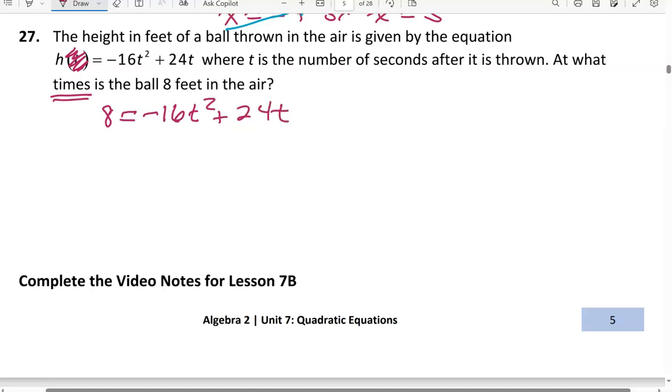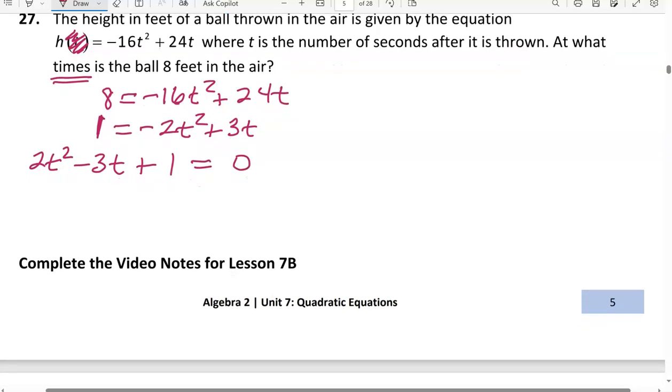Let's observe here that everything is divisible by 8. So let's just get that over with. So dividing by 8, 1 is equal to negative 2t squared plus 3t. And we can add 2t squared and subtract 3t from both sides of the equation, which will give us our terms on the left side, and it'll also give us a t squared term with a positive coefficient, which makes factoring easier. Now we can factor 2t minus 1 and t minus 1.